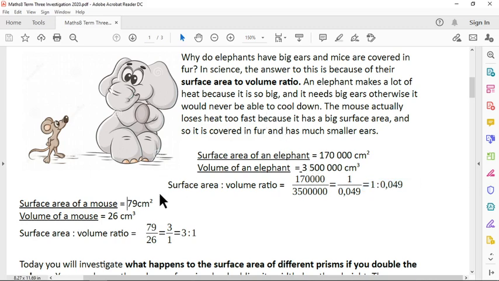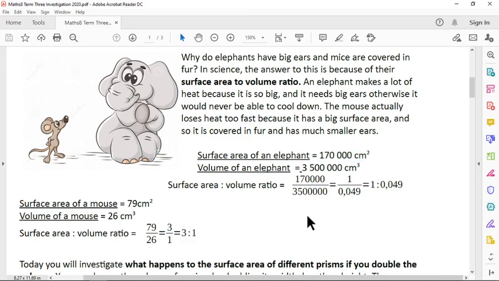If I do exactly the same thing with a mouse, and there are scientists, believe me, who've figured out exactly how big the skin on a mouse is, which is its surface area, that's 79 square centimeters, and the volume of the mouse is only 26 cubic centimeters. So if we put those in a ratio here, you can see that for the mouse, the surface area is the big number, but for the elephant, the surface area is the small number. So the mouse, when we do surface area to volume and we make a fraction, the mouse ends up at 3:1.